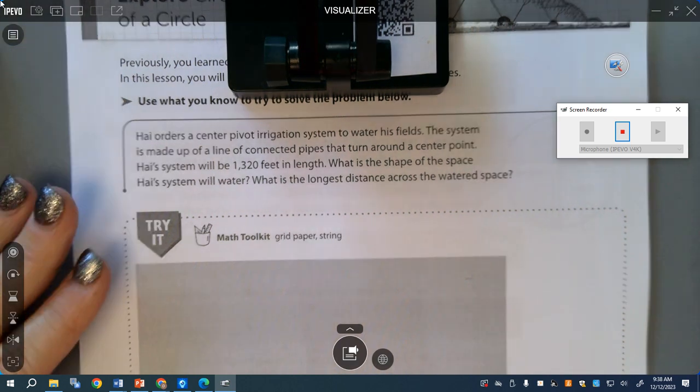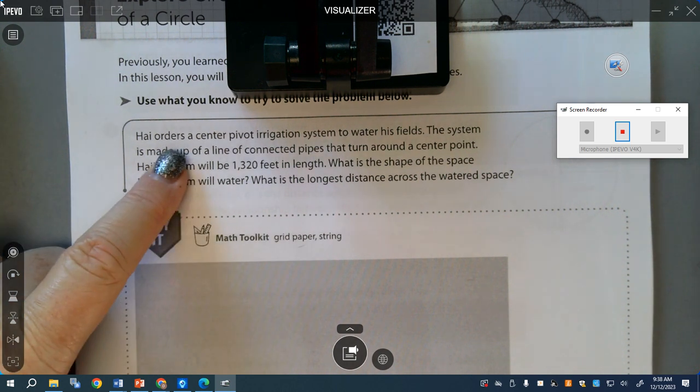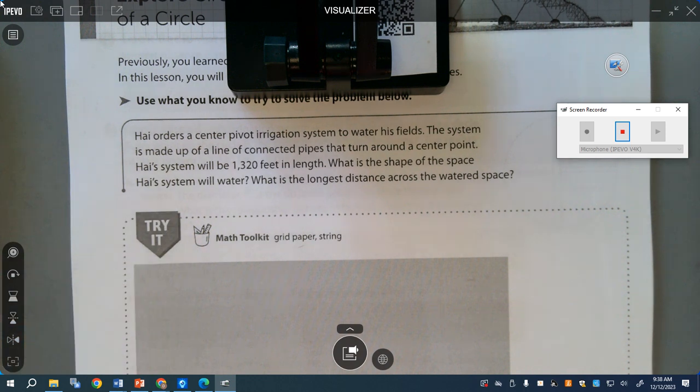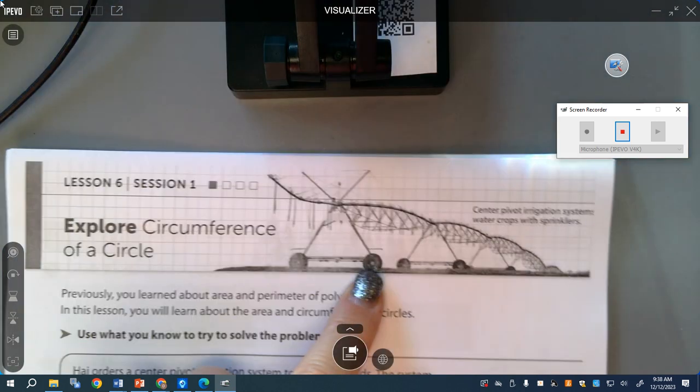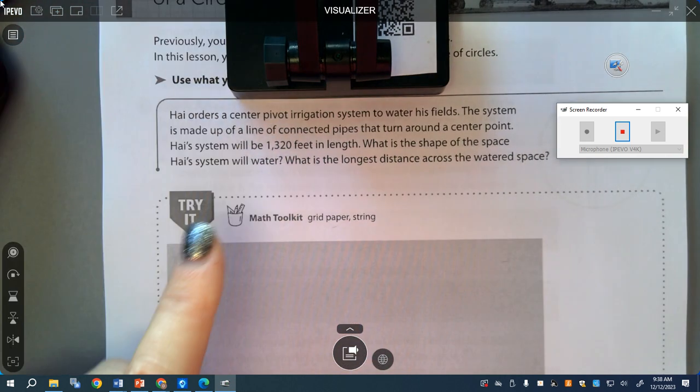The first problem that we're going to take a look at today is this one. It says, Hi orders a center pivot irrigation system. Now, how many of you have ever been over to Eastern Washington? If you've ever been over to Eastern Washington, there's a long stretch between Ellensburg and Spokane, and it's full of tons and tons of different agricultural fields, right? And if you look outside there, they have these types of irrigation systems. They kind of look like this. Do you guys recognize those? Yeah.